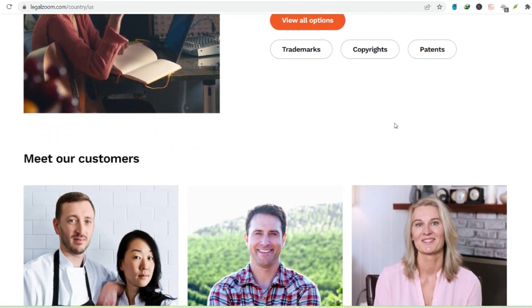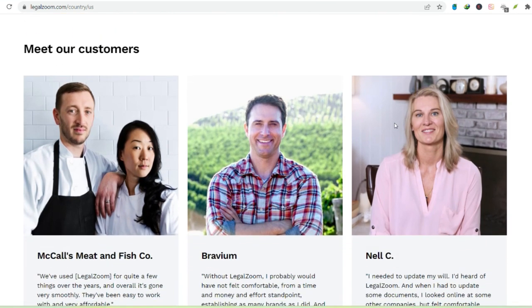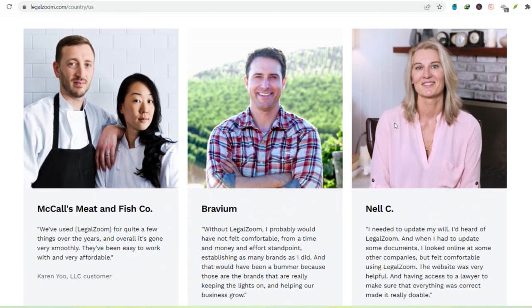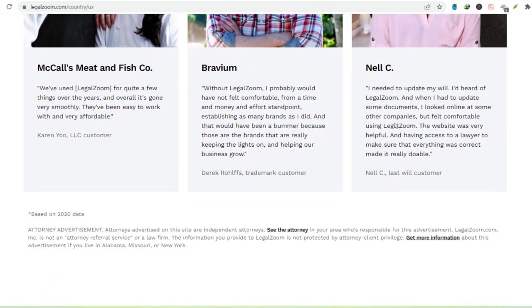Monitor account closure. After the cancellation process is started, monitor your bank account to confirm the closure of the account. Also monitor your email account for any correspondence from LegalZoom.